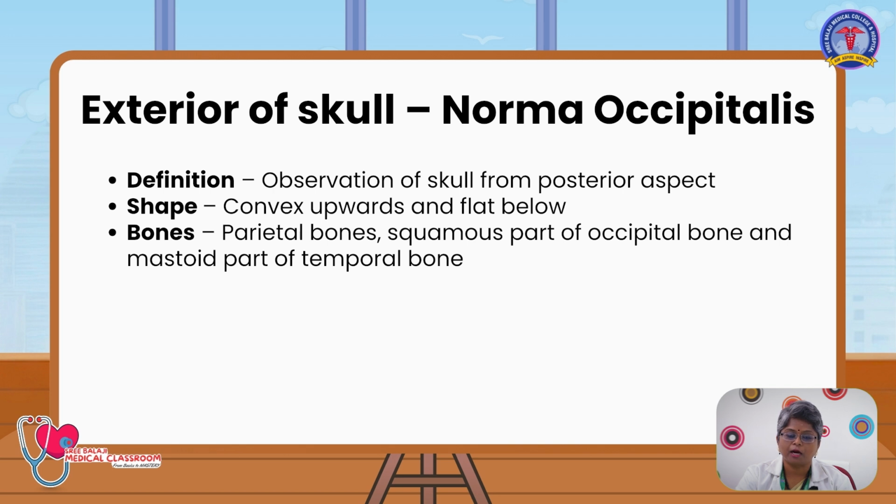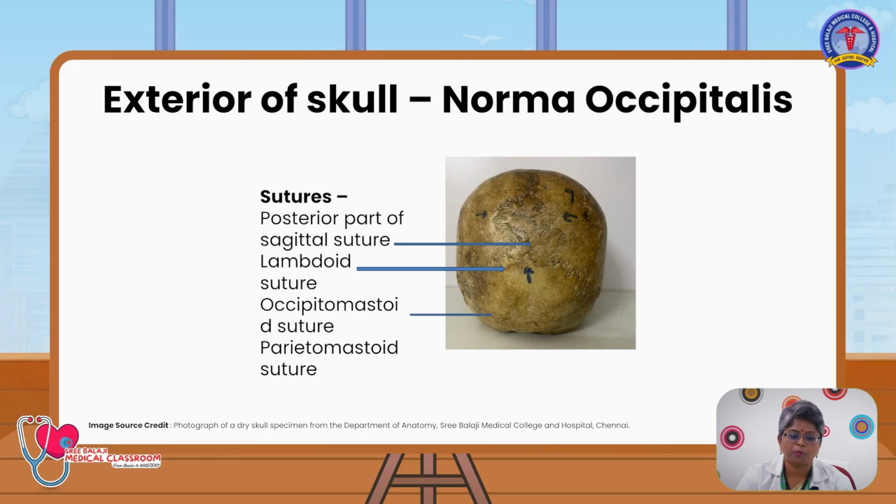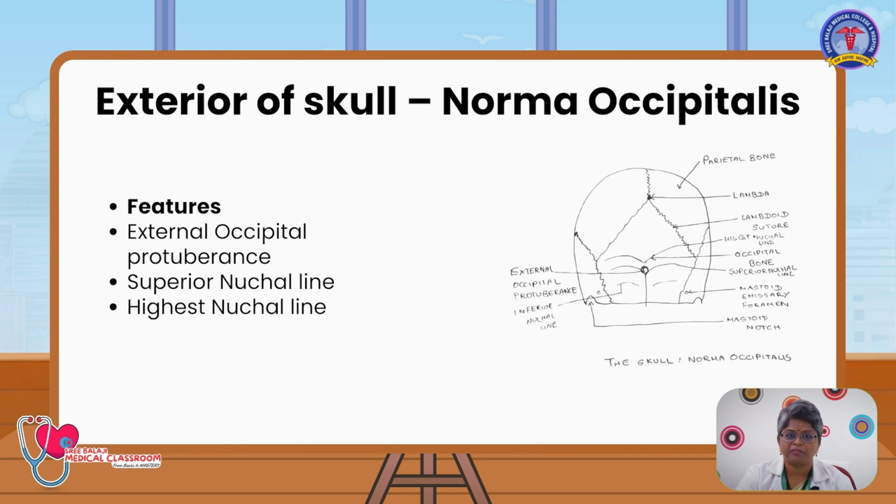The bones forming are the parietal bones, which are paired, the squamous part of the occipital bone, and the mastoid part of the temporal bone. The various sutures include the posterior part of the sagittal suture, the lambdoid suture, and between the two parietal bones and the occipital bone is the sagittal suture. The lower end of the lambdoid suture meets with the mastoid portion of the temporal bone at a point which forms the junction of the occipitomastoid and the parietomastoid sutures.